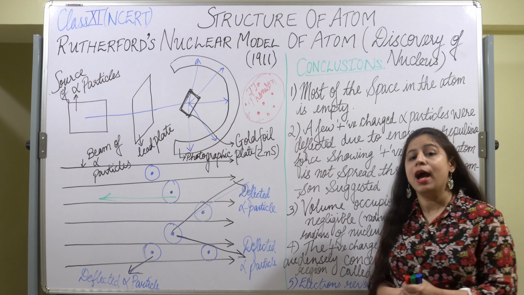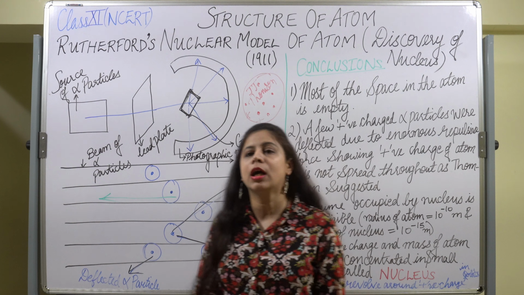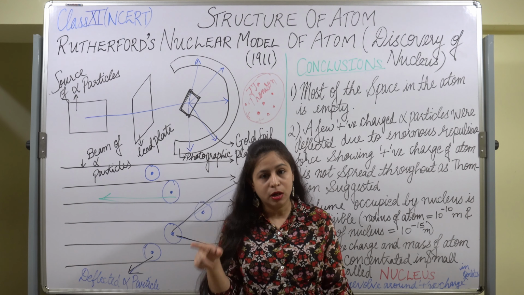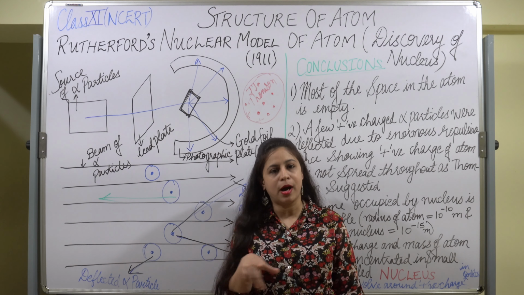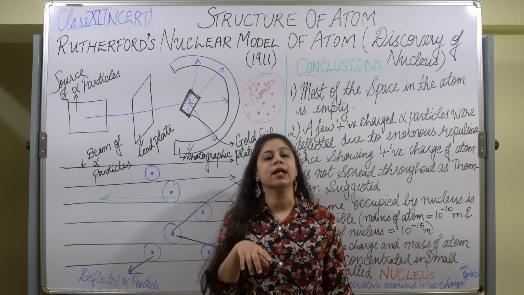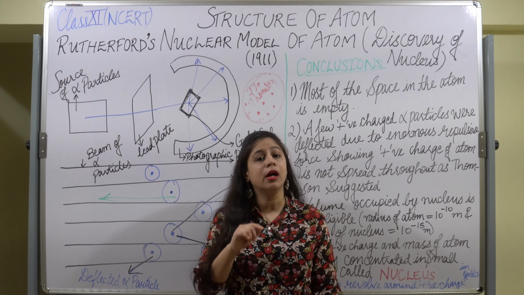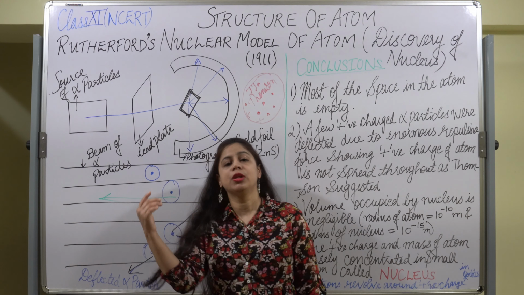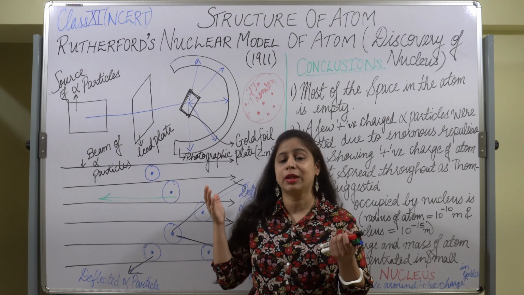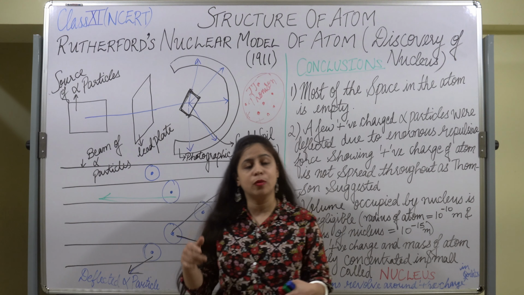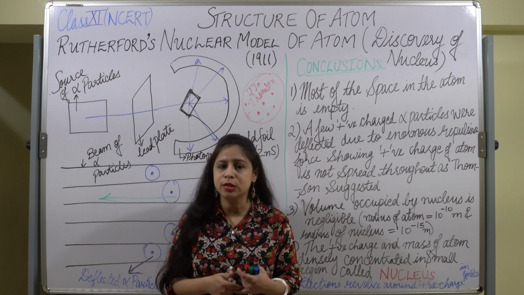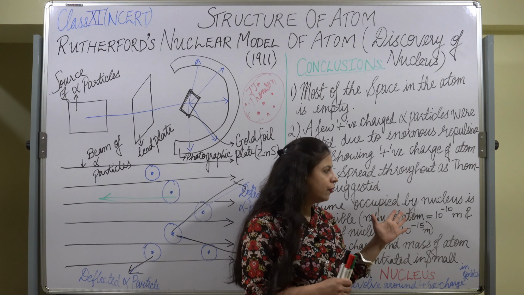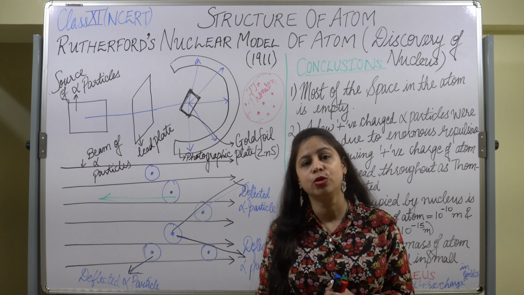Also, he further concluded that the electrons revolve around that positively charged part, which we call the nucleus, in orbits. We already know that there are K, L, M shells, and the orbits around which the electrons revolve. So these conclusions were given by Rutherford.